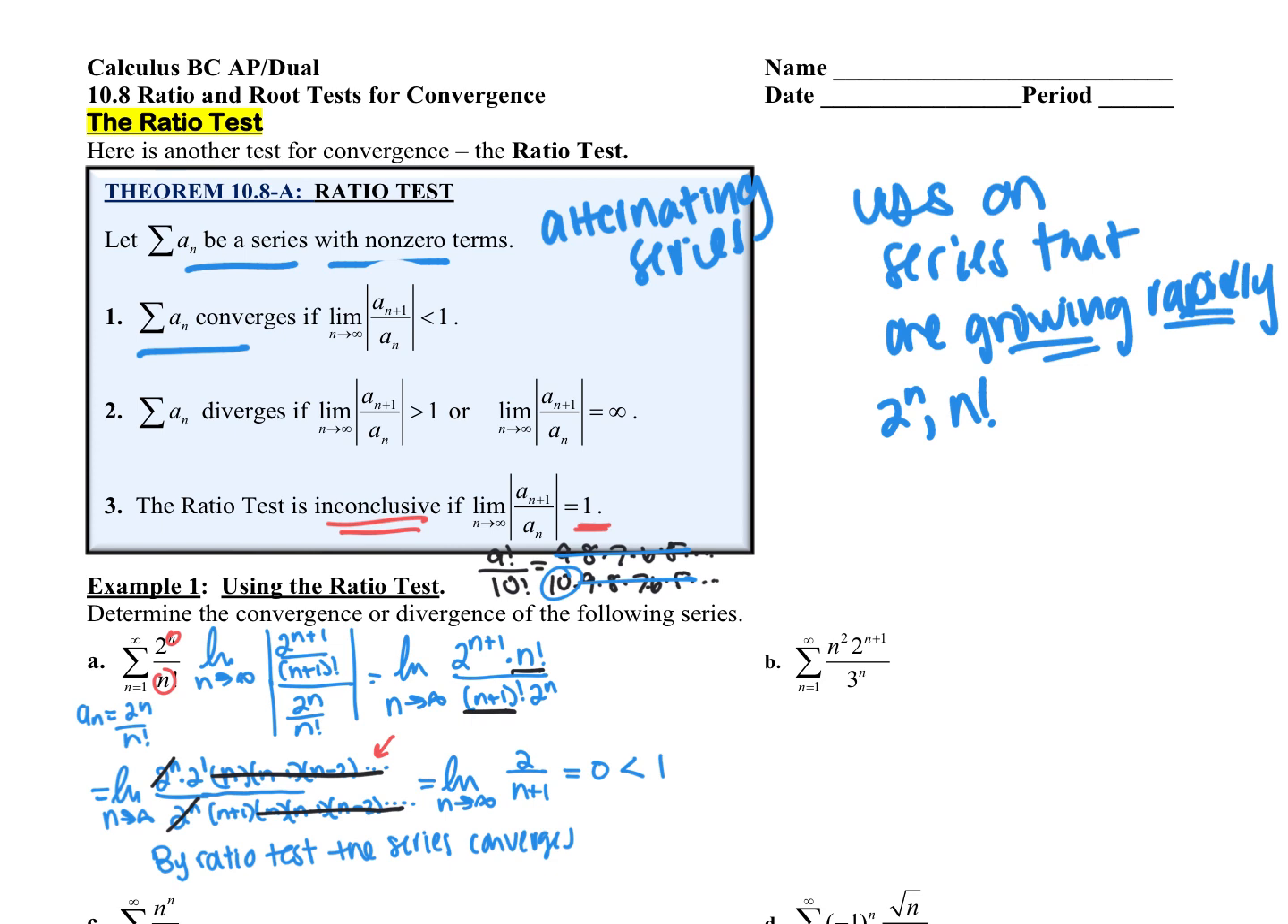Okay, let's do another example. So this one here, we'll do the limit as n approaches infinity of the absolute value. We'll do a sub n plus 1 in the top.